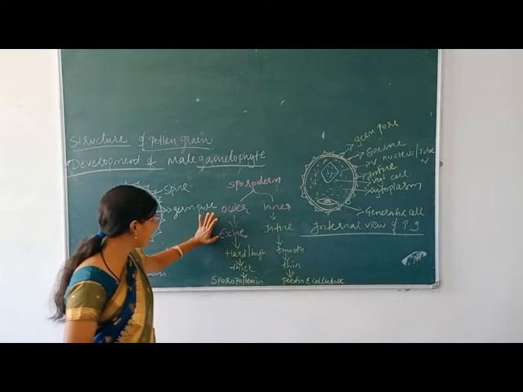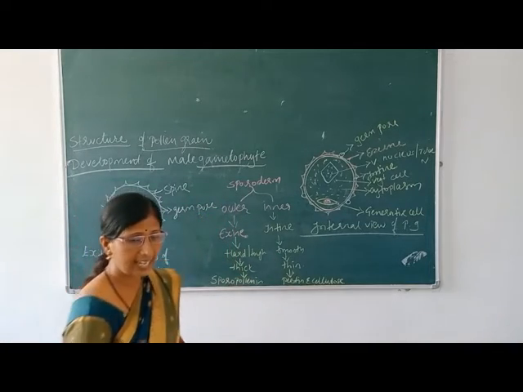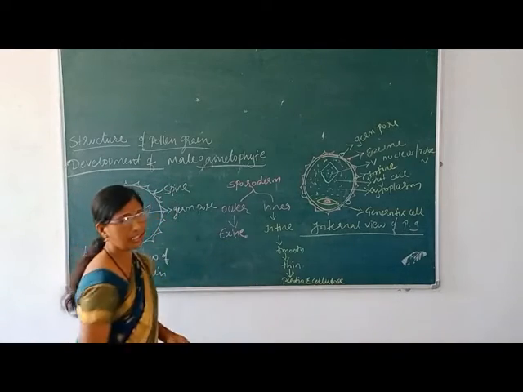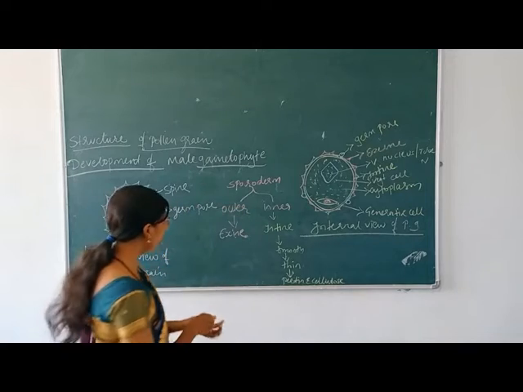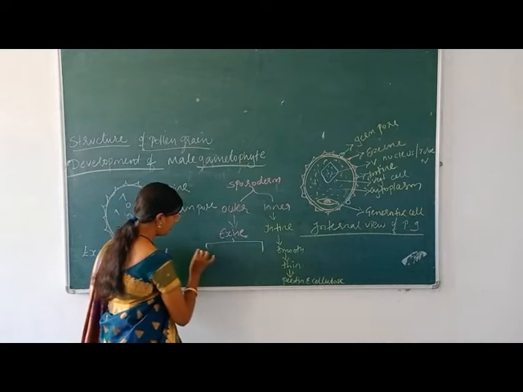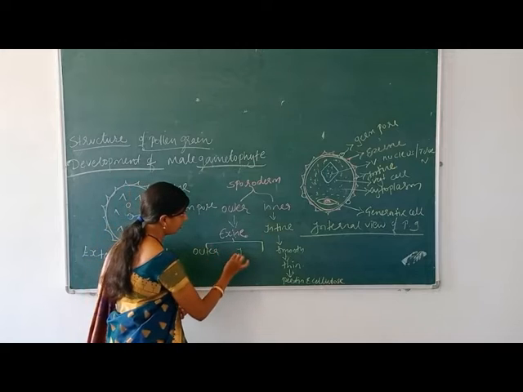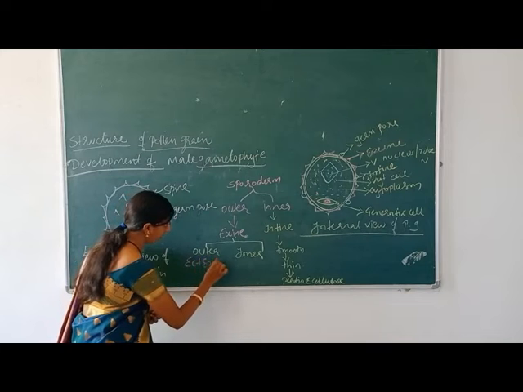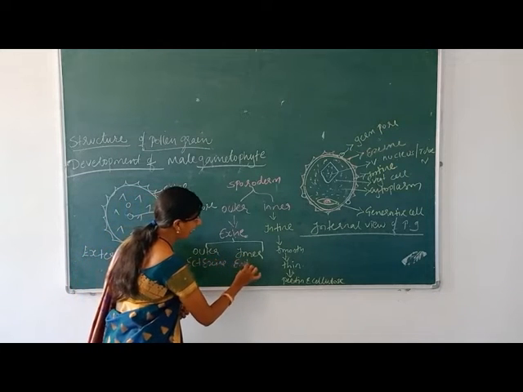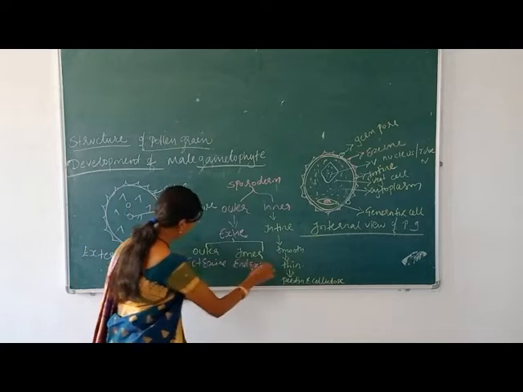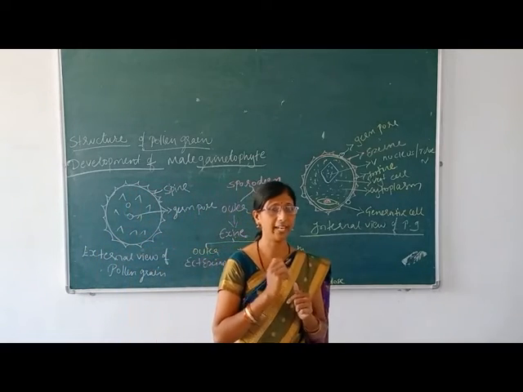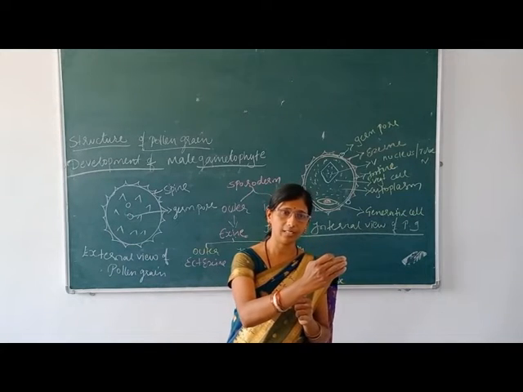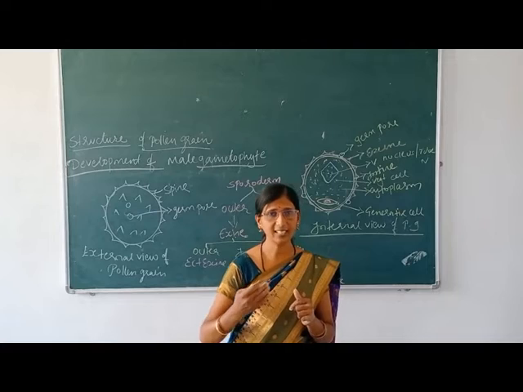Now this exine is again differentiated into two layers, outer and inner. Outer is called ectexine and the inner is called endexine. Ecto means outside, ecto layer, like endodermis is the inner layer. So ectexine is the outer and endexine is the inner layer.